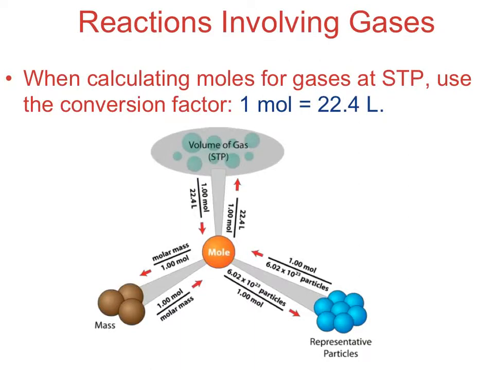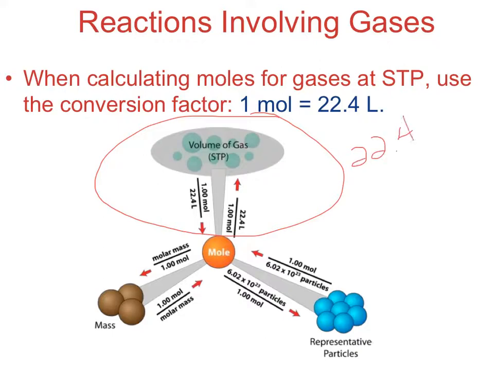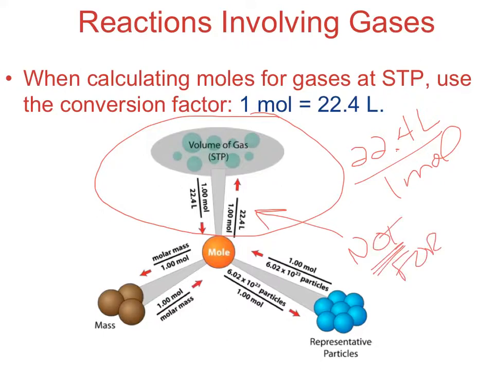So when working out stoichiometry problems involving gases, you have to remember the conversion factor to get from moles to liters of gases, and that's that there are 22.4 liters of any gas in 1 mole of any gas. Do not use that conversion for liquids or solids. Okay? It's only for gases.